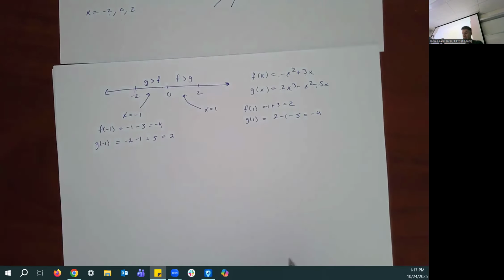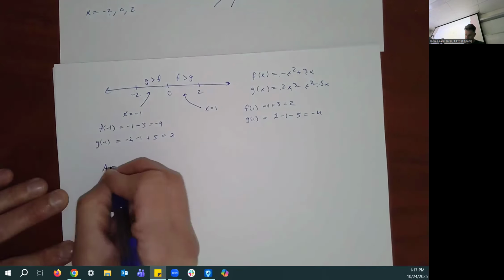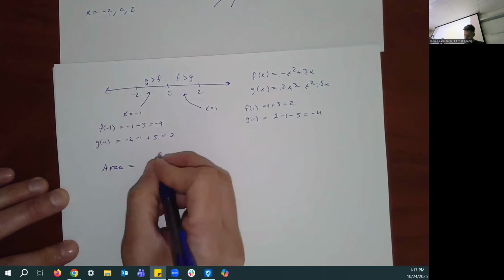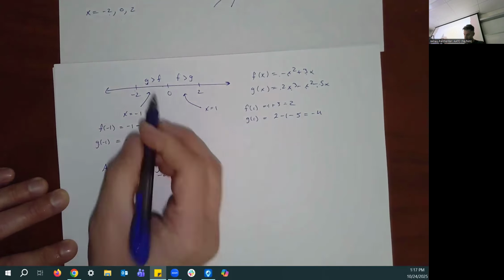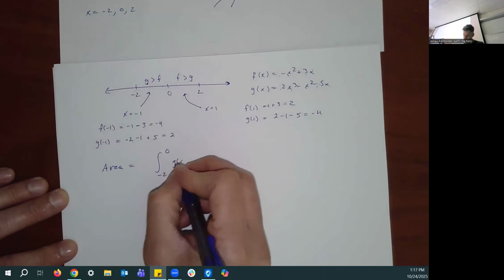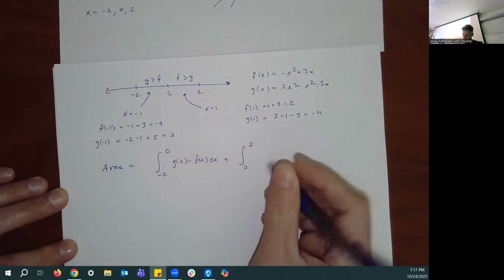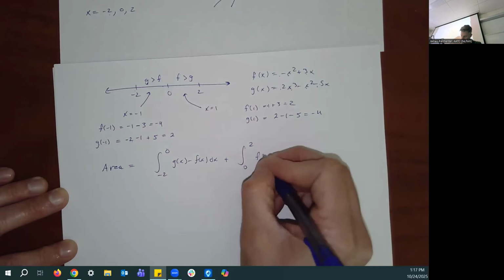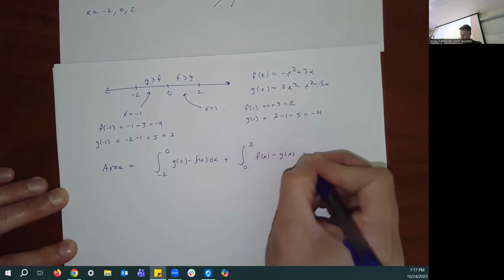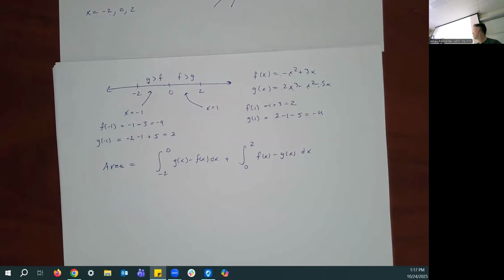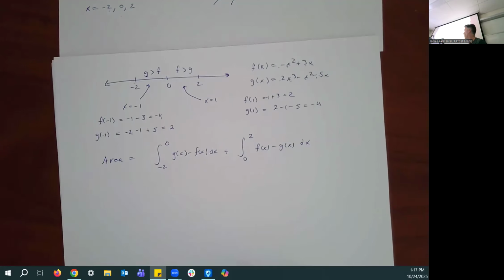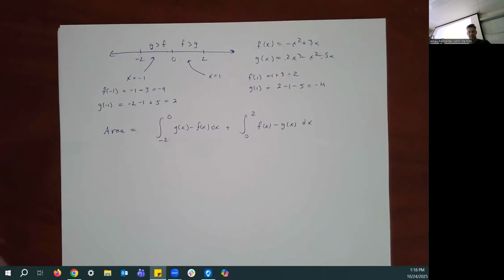So now to set up the integrals, the area between these two curves is going to equal the integral from -2 to 0 of g minus f, plus the integral from 0 to 2 of f minus g. And I just wrote the function names in there to make it easier to write out. That's how I would encourage you to do a problem like this. It's not the only way, but it's kind of the best way.